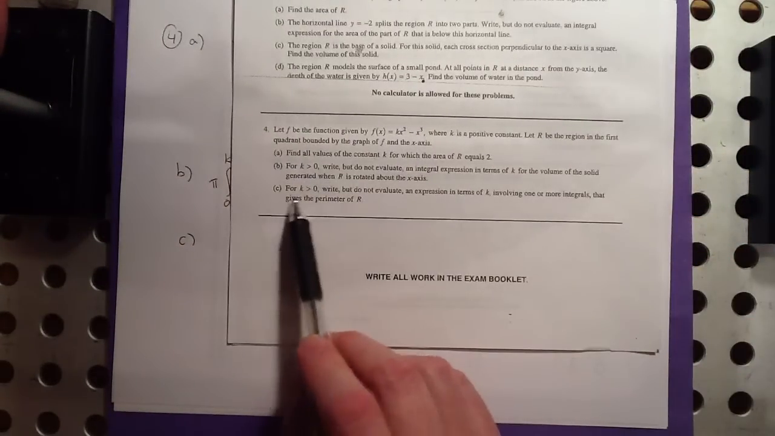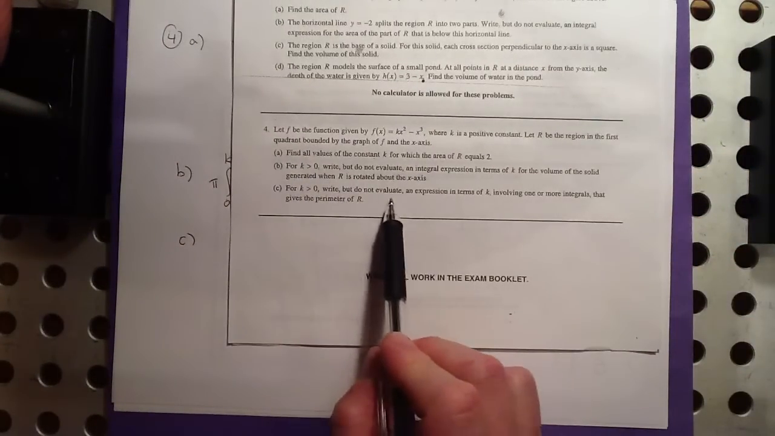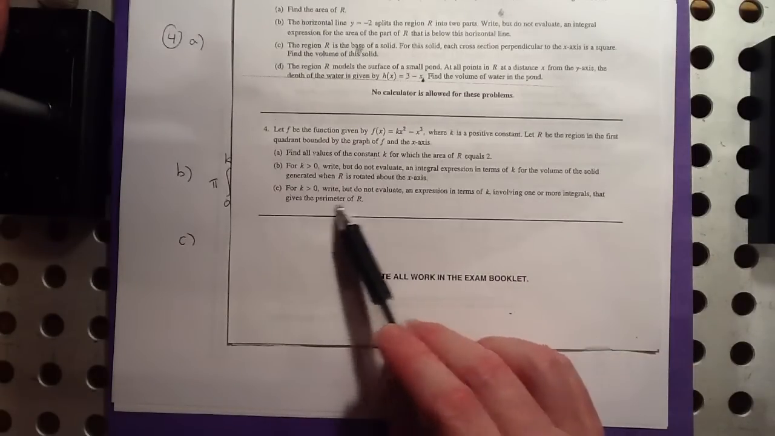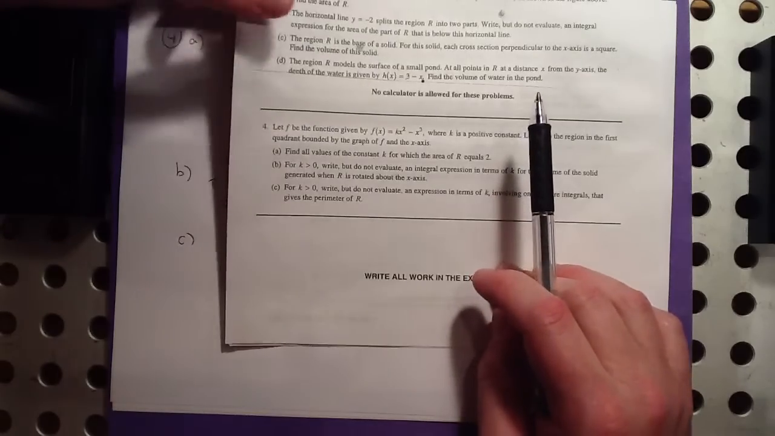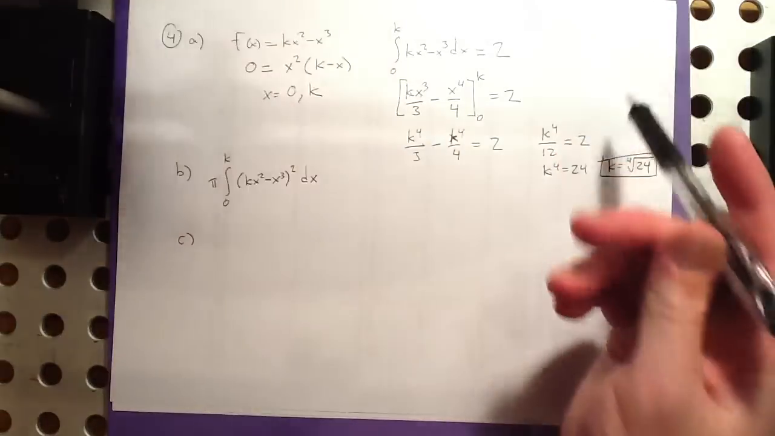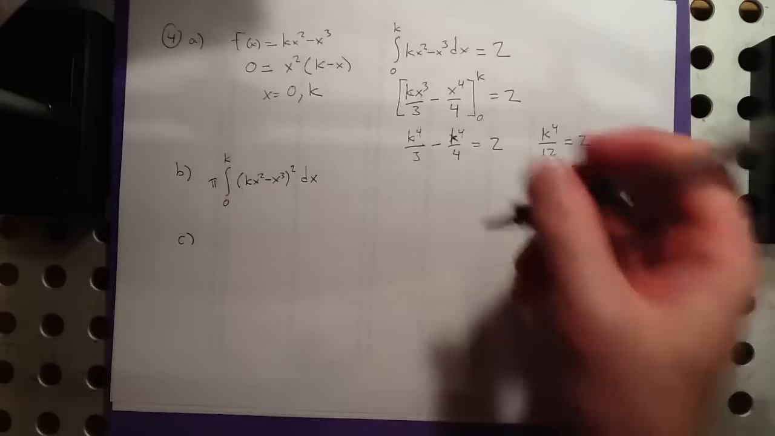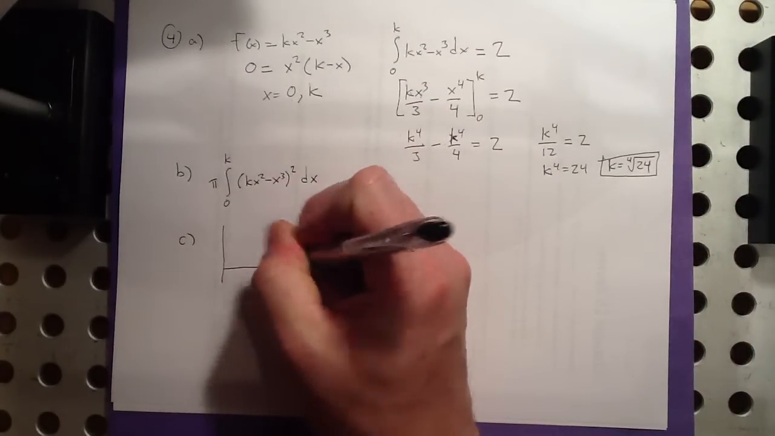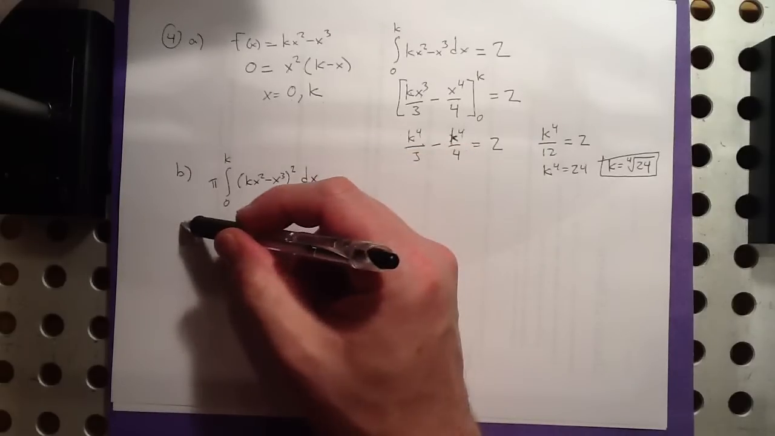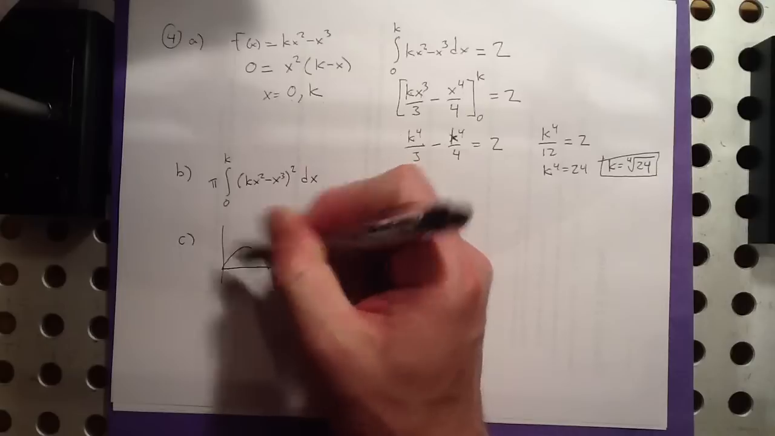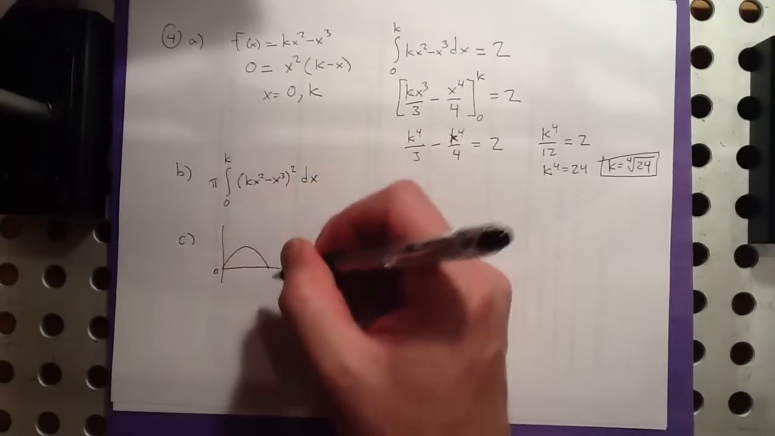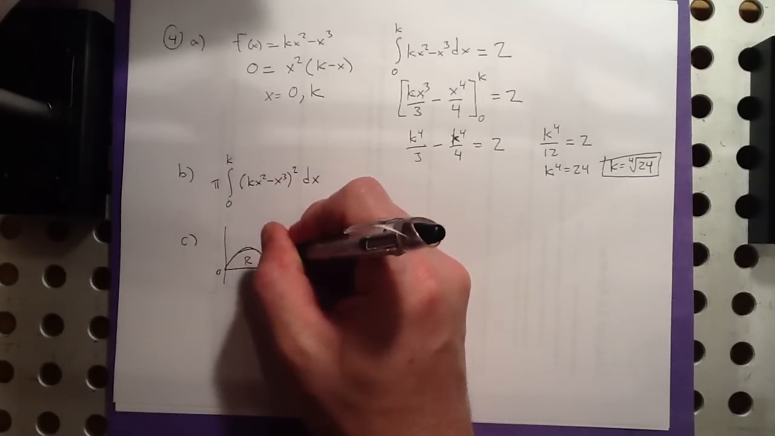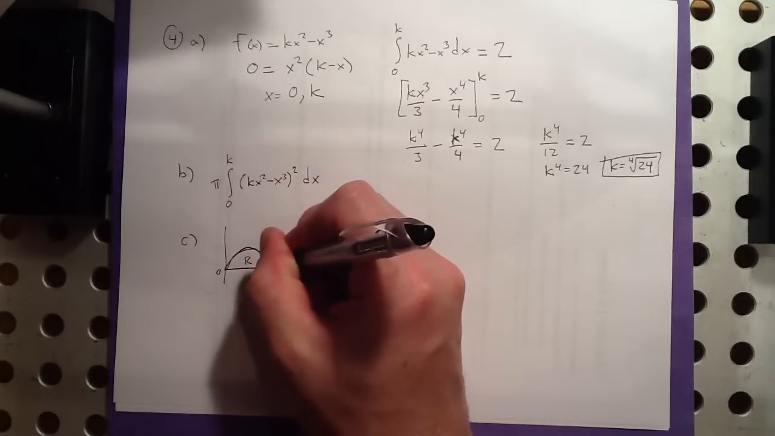Part C, for k greater than 0, write but do not evaluate an expression in terms of k involving one or more integrals that gives the perimeter of the region R. Well, let's see what's going on here. That region R, it's a bump of a cubic that looks like this. This bump that goes from 0 to k. So if we want to find the perimeter of that region, we need to add two pieces.